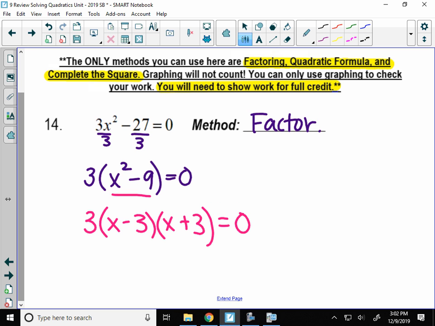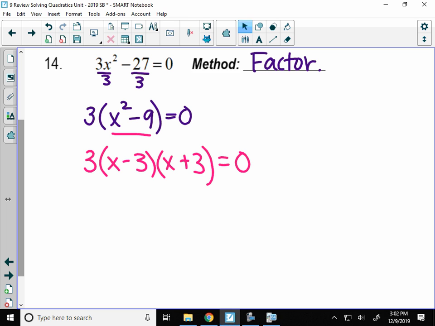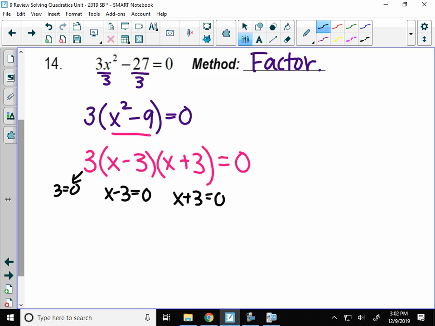Now to actually solve this quadratic, I want to set each of those factors equal to 0. Now the thing you need to remember on this problem is you're only setting the factors that have an x equal to 0. If I set 3 here equal to 0, that is a false statement, and I don't want to make a false statement. 3 also doesn't have an x. We will learn when we come back from winter break what that 3 does to the quadratic. For now, it's just there. Later, we're going to learn what that actually does to the picture.